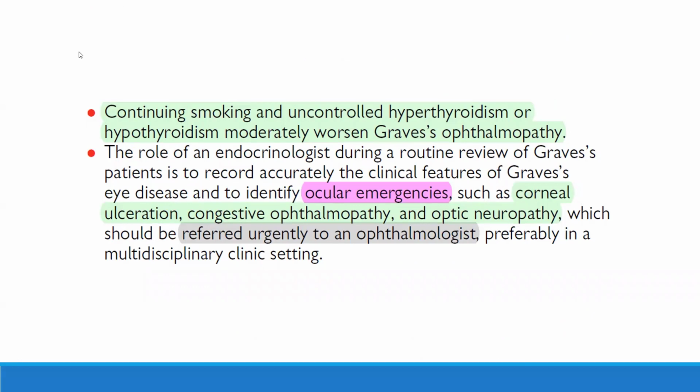Continuous smoking and uncontrolled hyperthyroidism or hypothyroidism moderately worsen Graves orbitopathy. So the most important modality of treatment for Graves orbitopathy starts with stopping smoking and controlling the thyroid disorder. Don't forget that there is an ocular emergency if there is a corneal ulceration, congestive ophthalmopathy, or optic neuropathy. In this situation, we should refer the patient urgently to the ophthalmologist. This needs urgent referral.